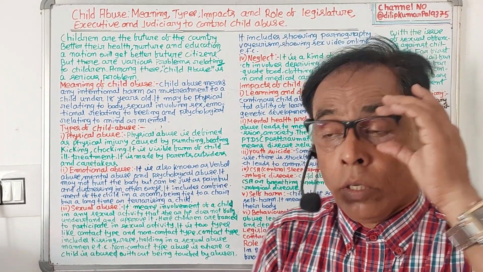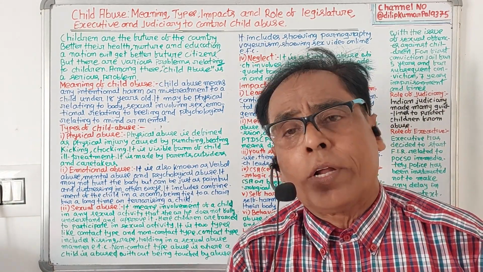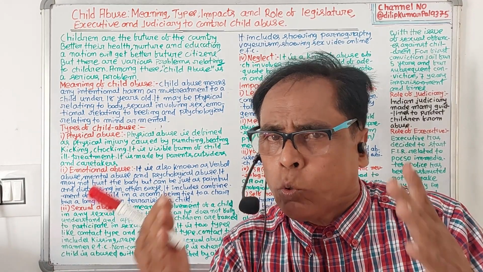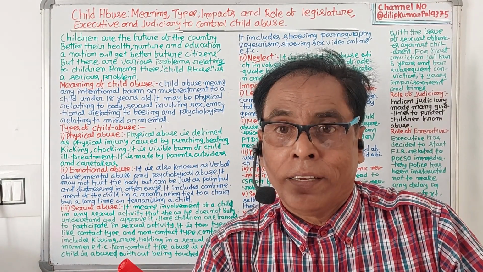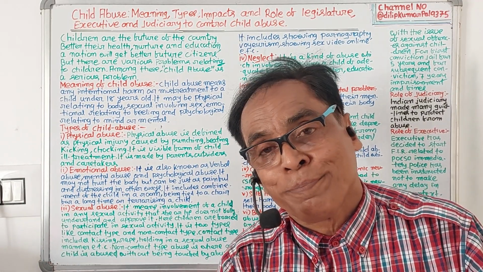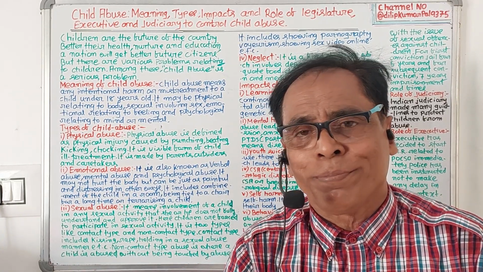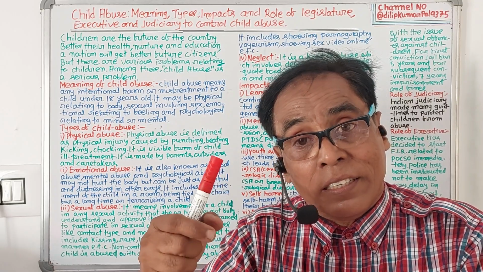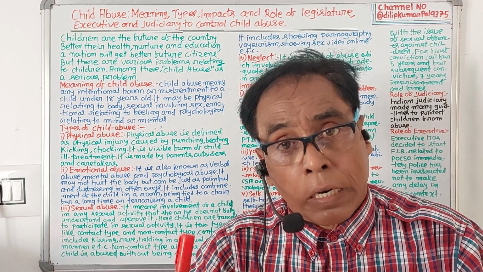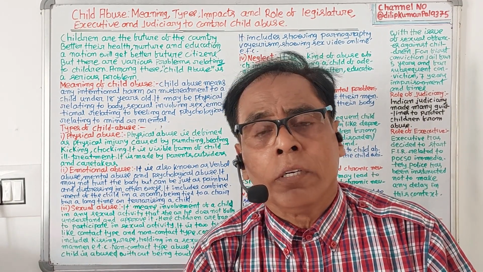So, the second one is emotional abuse, otherwise known as verbal abuse or mental abuse. It is a type of abuse which does not harm the body, but it is just as painful and distressful. For example, confining a child in a room for a long time, tying a child to a chair for a long time, or terrifying a child are examples of emotional abuse.